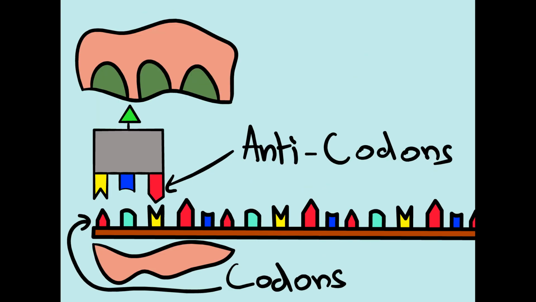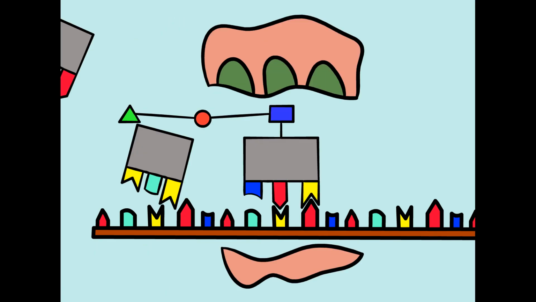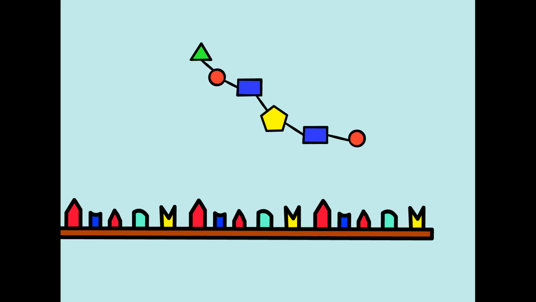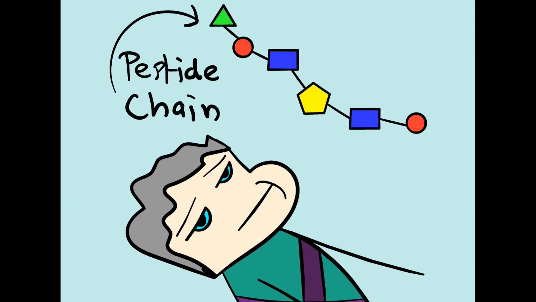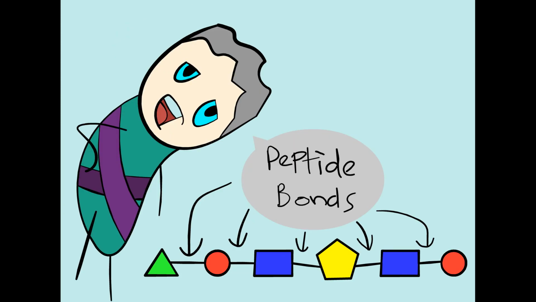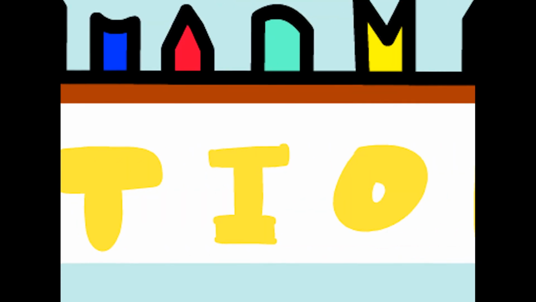So, a tRNA pairs with mRNA inside the rRNA, matching codons with anticodons, and soon we have a chain of amino acids, a peptide chain. Because the bonds between them are called peptide bonds. This whole process is called translation.